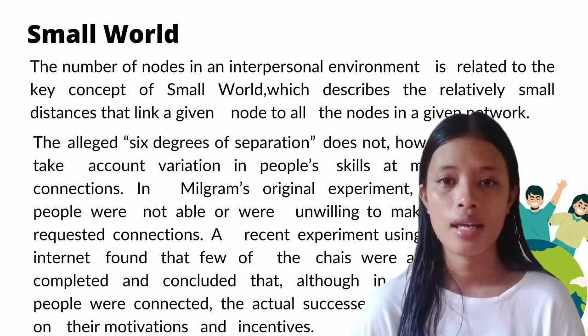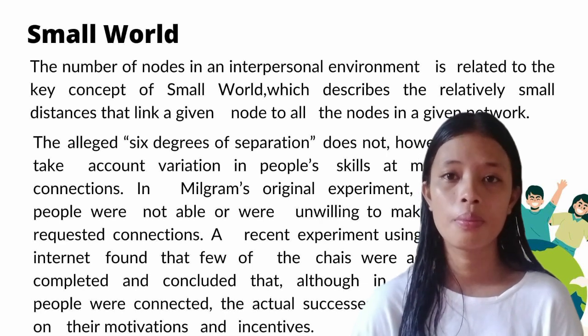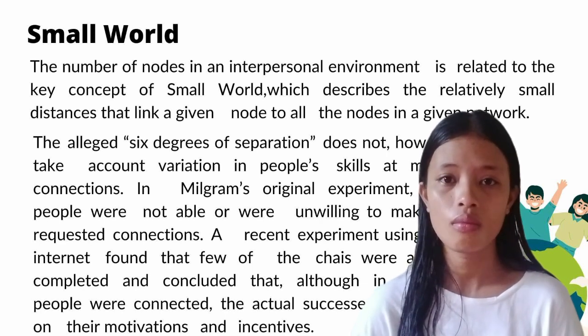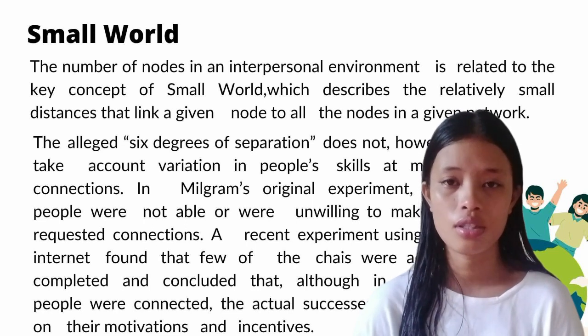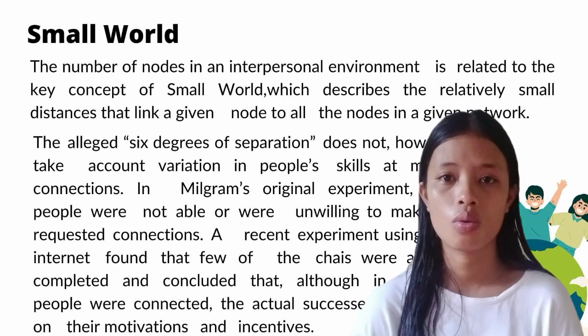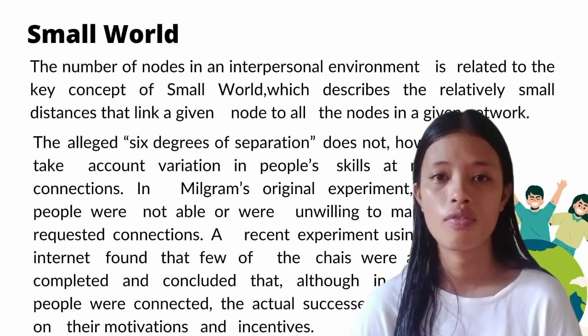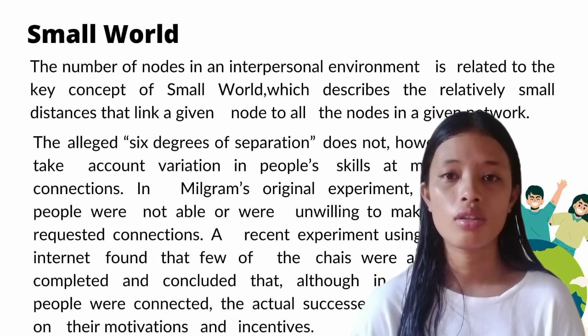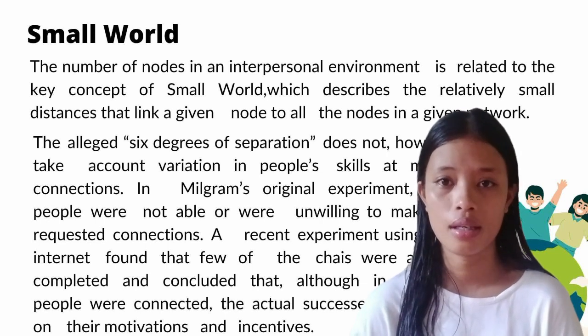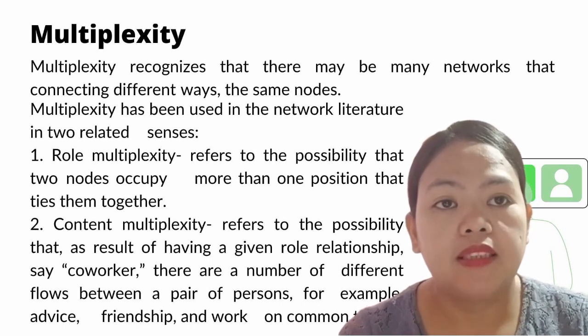So this implies a high degree of interconnectedness and the ability to reach distant nodes through a relatively small number of intermediaries. However, the effectiveness of this connection depends on individuals' skills at making connections and their willingness to do so. Stanley Milgram's original experiment, which inspired the six degrees of separation idea, revealed that not everyone was successful in making the requested connection. We come now to multiplexity.